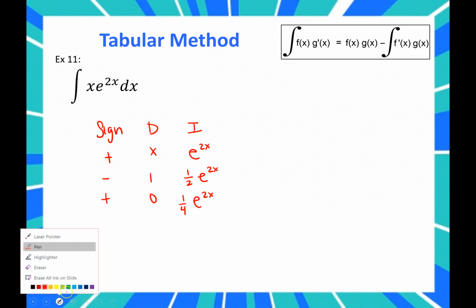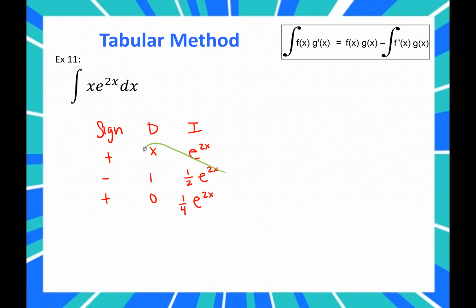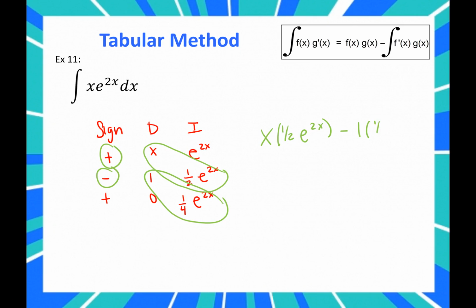So our final answer here is going to be this and this. So this would be a positive x times 1/2 e to the 2x, and then a minus 1 times 1/4 e to the 2x. So how do I go ahead and simplify that? That would be x over 2 e to the 2x. And then this here would be a negative 1/4 e to the 2x. Don't forget your plus c.